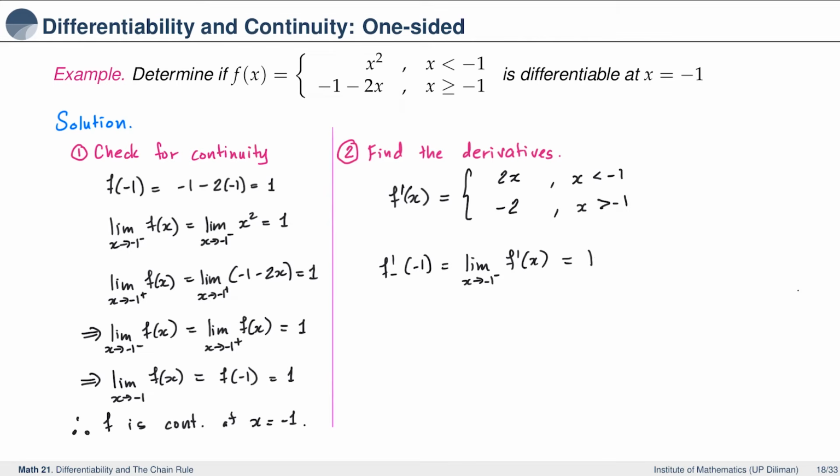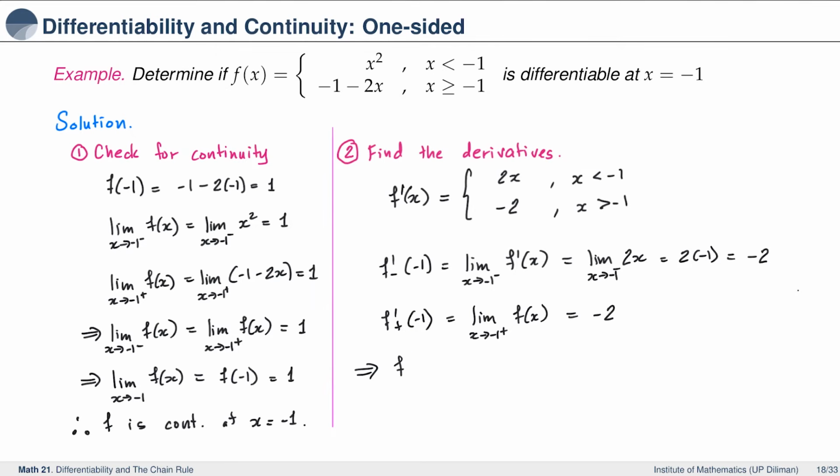So that would be the case where x is less than -1. So the limit of 2x will be -2. Also, the limit from the right, we can evaluate. So we get x greater than -1, so f prime of x is equal to -2. So the limit would then be -2.